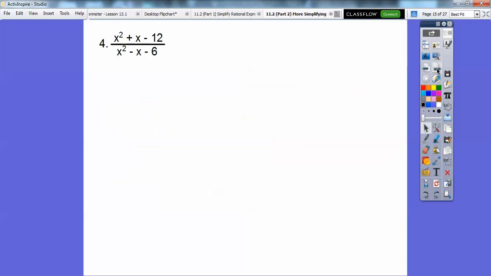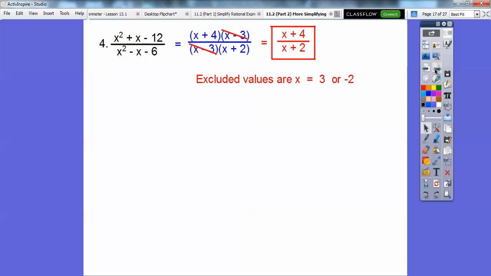Okay, these ones are easier. All right, so factors of negative 12 that add to 1 are 4 and negative 3. Factors of negative 6 that add to this negative 1 are negative 3 and positive 2. So there it is right there. So we can cancel out the x minus 3's. Don't forget about your excluded values.